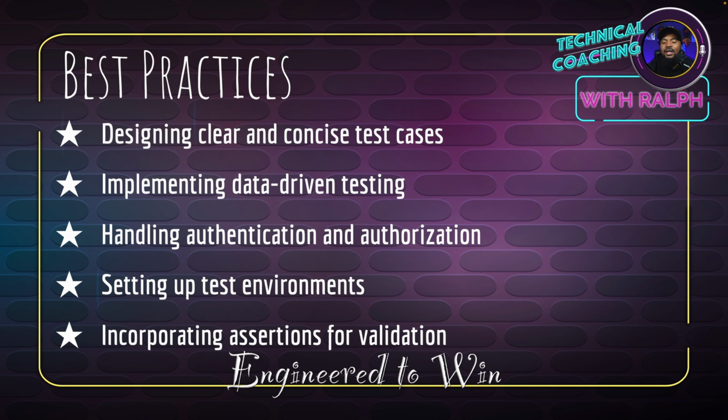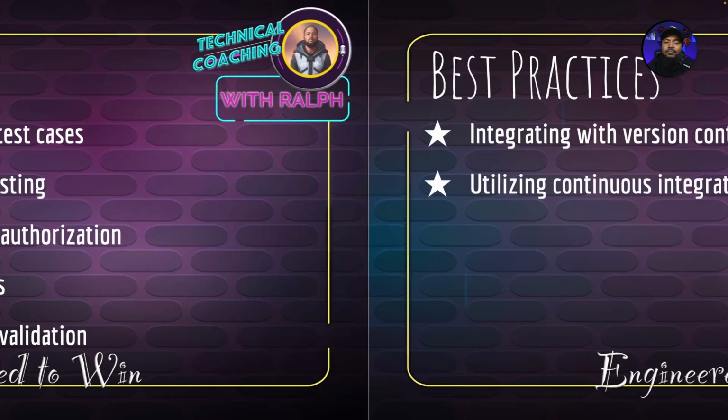And then lastly, incorporating assertions for validation. It's one thing to make the API call, but you also need to make sure that the results that the API call is getting are the right results. So those are the biggest things to consider when automating API tests.